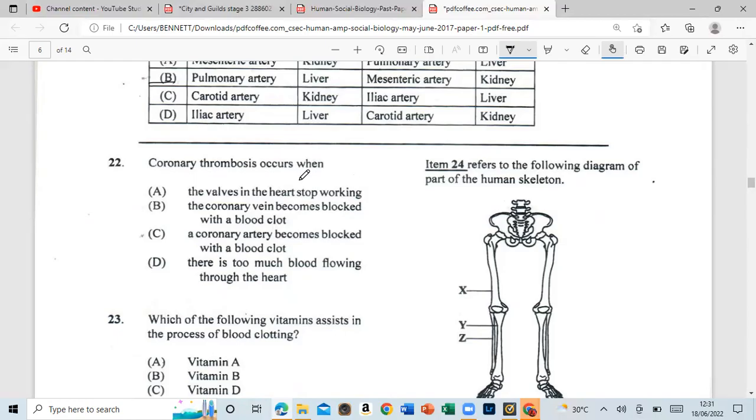Coronary thrombosis occurs when A, the valves in the heart stop working, B, the coronary vein becomes blocked with a blood clot, C, a coronary artery becomes blocked with a blood clot, D, there is too much blood flowing through the heart. And that's C, a coronary artery becomes blocked with a blood clot.